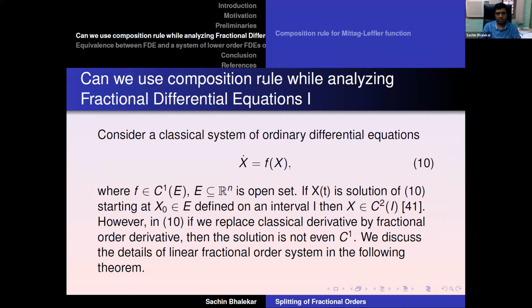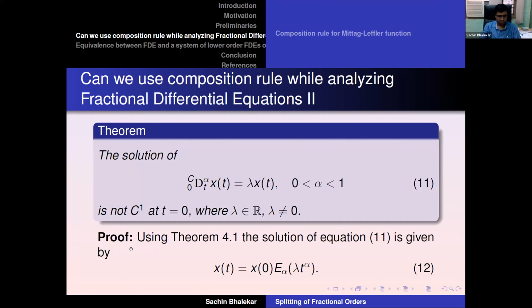Now the question is, can we use the composition rule while analyzing fractional differential equations? We consider this classical system with derivative 1, x dot equal to f of x, and as usual this function is C1. If x of t is a solution of this equation starting at point x0 defined on interval I, then this function is a C2 function. However, if we replace the classical derivative by a fractional derivative, then the solution is not even continuously differentiable. So these are some differences between the classical and the fractional setting.